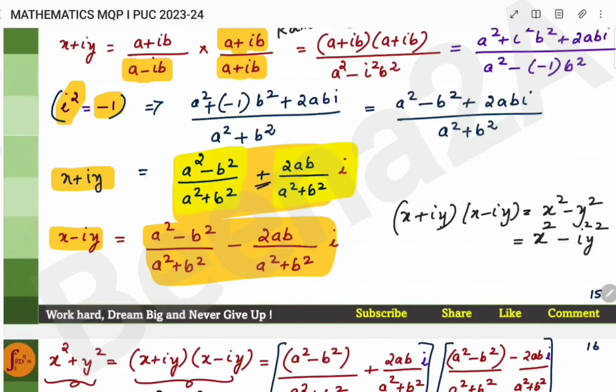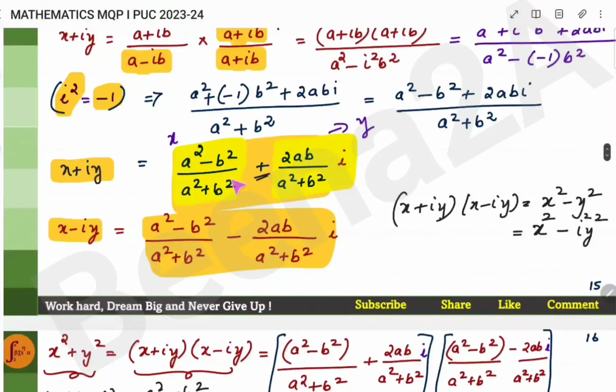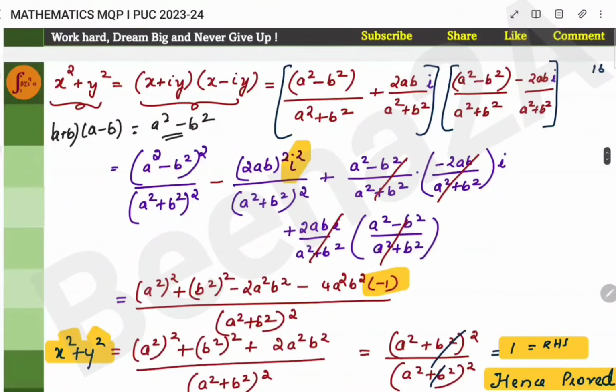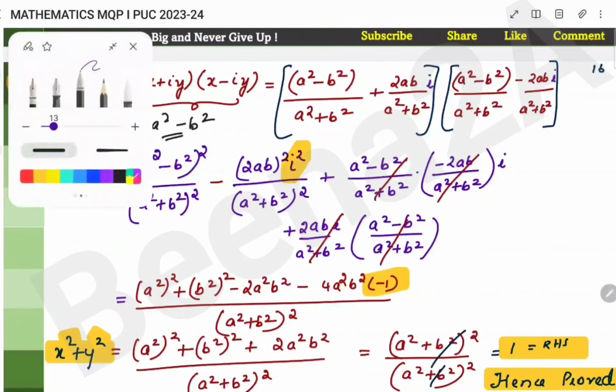So basically, this is x, this is y. You take the square of this and the square of this and then add it. Simplify it, you will get 1 as the answer. And also, whenever you get i square, you should put it as minus 1.